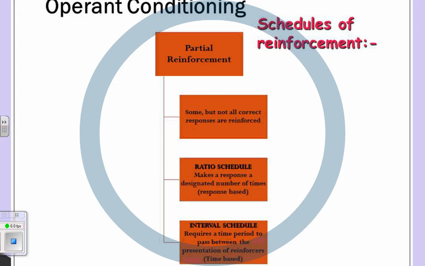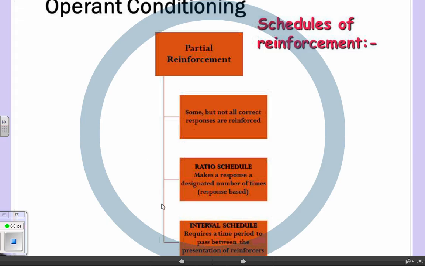Interval schedule of reinforcement is time-based, not the number of times of a specific behavior, but every certain time. So every certain period, like every month, every year. Now I want to discuss in the class this thing. You go to your work and you get paid. Is that a ratio schedule of reinforcement of specific behavior or an interval schedule of reinforcement?